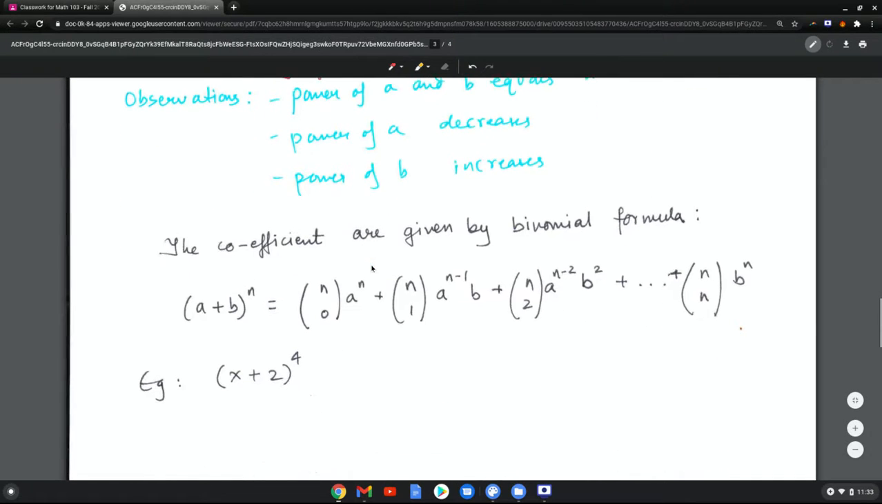And the coefficients are given by this formula. If you have a plus b to the power n, then what we learned to evaluate in the previous video gives us the coefficients. So n choose 0 gives me the first, n choose 1, n choose 2, and lastly n choose n.